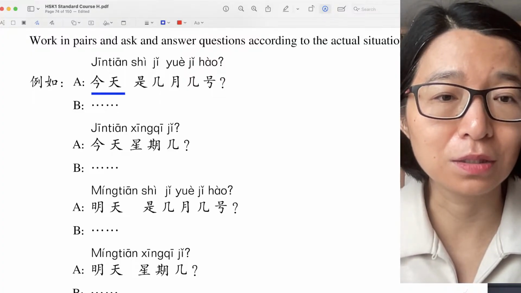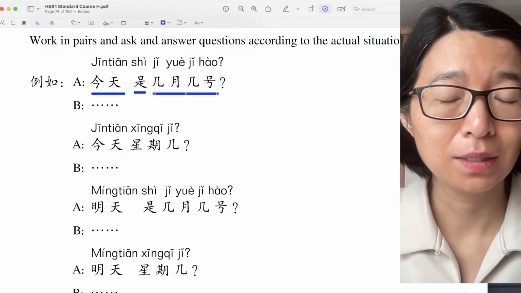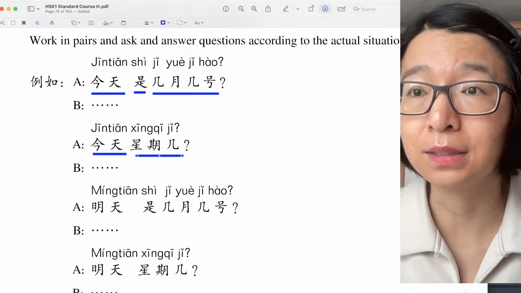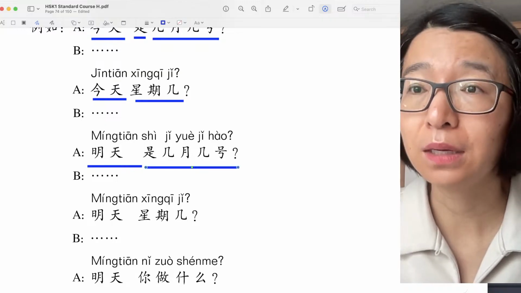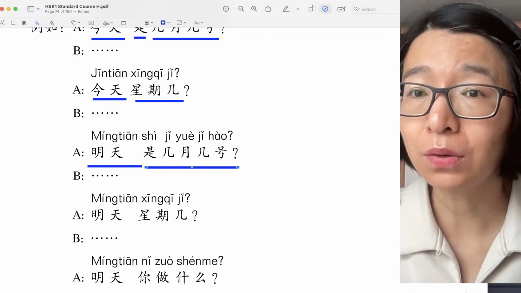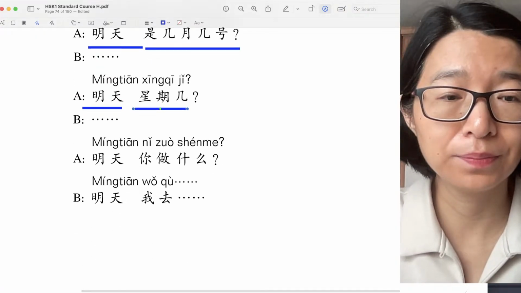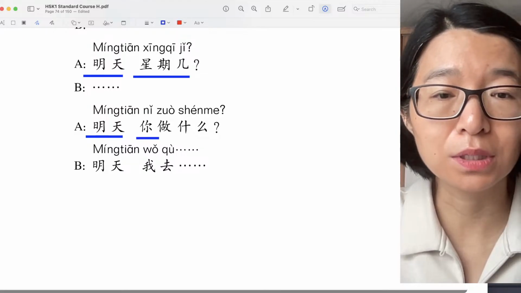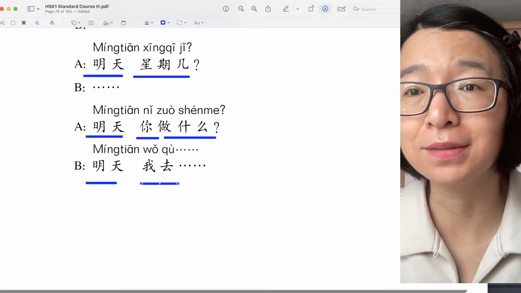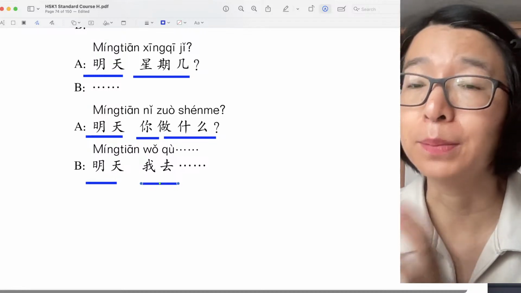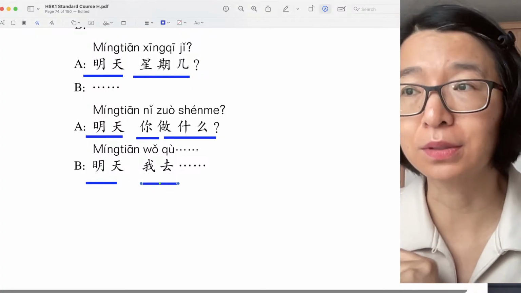今天是几月几号？今天是4月25号。今天星期几？今天星期六。明天是几月几号？明天是4月26号。明天星期几？明天星期天。明天你做什么？ Tomorrow you do what? 明天我去公园野餐。Go to park to have picnic. 明天我去图书馆看书。Tomorrow I go to library, read a book.